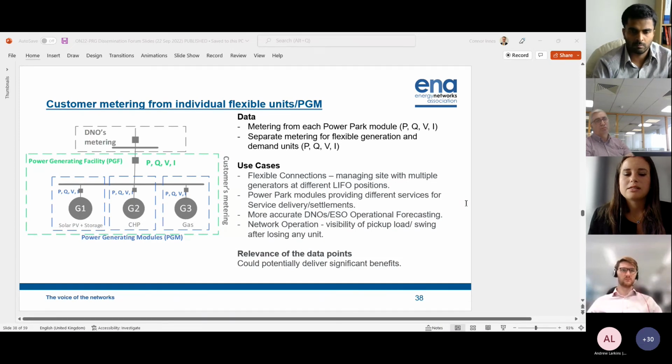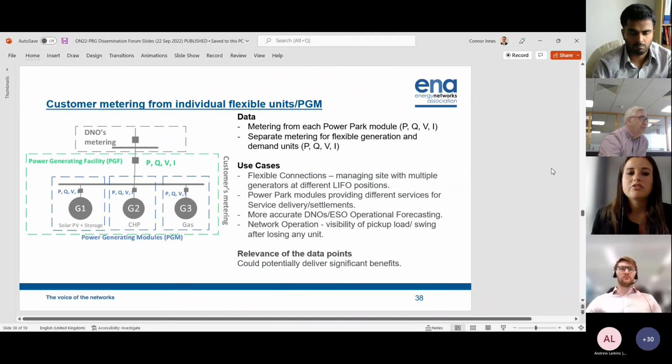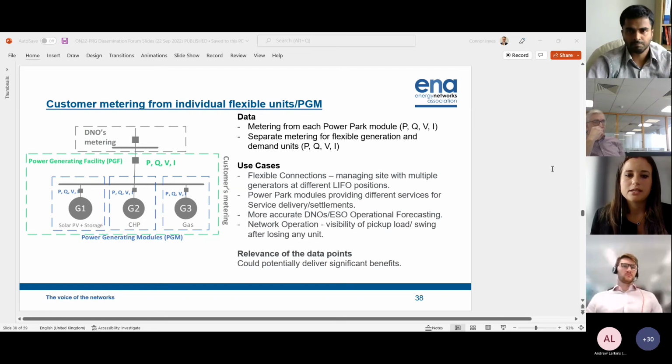We are seeing customers more often applying for a flex connection and then, after a few years, applying for an extension, which would be in a different LIFO stack position because of other customers having applied in between. So metering from individual units within a power generating facility would allow A&M to manage multiple DR with different LIFO stack positions connected at the same site, as A&M needs individual output to ensure compliance with the service request and to protect the network. Without metering from each of the units, this would not be possible.